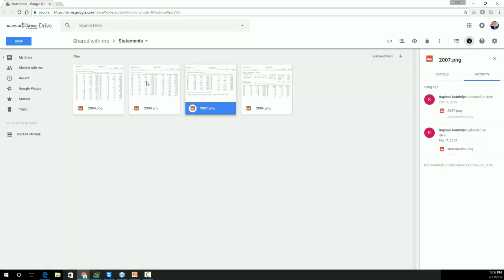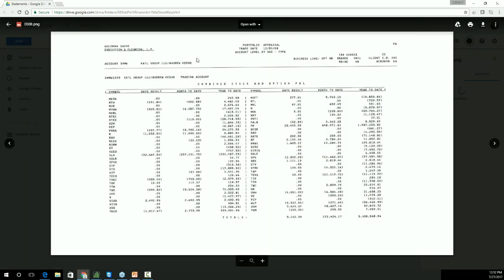2008 was my best year ever. In 2008, $3.4 million trading. See the end date. So this is the end of the year. See my names on it. I was on an 80-20 deal as well, so that wasn't necessarily all my money. And then you see Goldman Sachs.